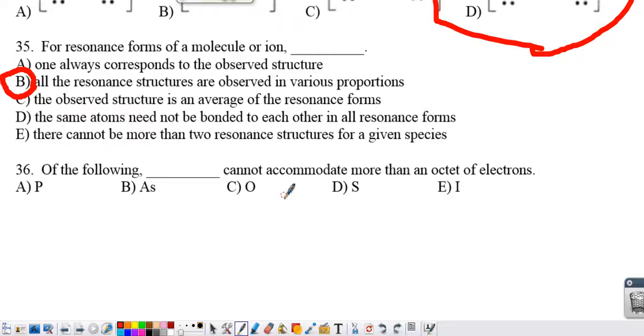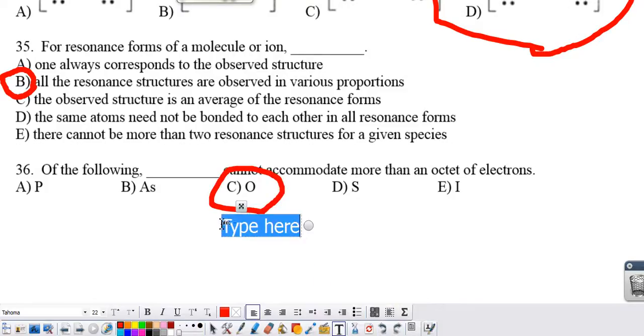Which of the following can accommodate more than an octet? Cannot. Oh, okay, cannot. I was going to say. Helps if you read all the words. It clearly says cannot right there, right? So oxygen cannot. Why can it not? Oxygen is a 2s, 2p. There is no such thing as the 2d. There's nowhere for the electrons to spread. So it can't do more than 8 electrons.